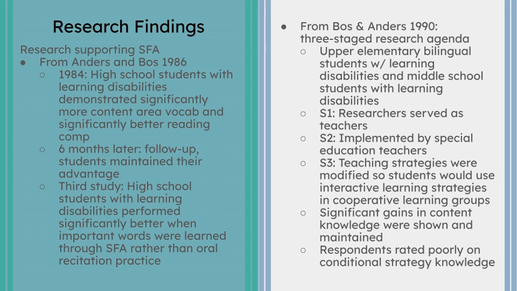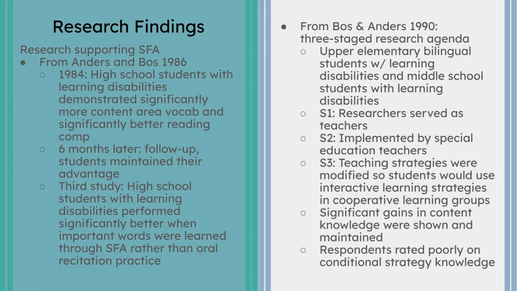The students they studied were upper elementary bilingual students with learning disabilities and middle school students with learning disabilities. In stage 1, the researchers served as the teachers, and in stage 2, the techniques were implemented by special education teachers, and the researcher implemented and teacher implemented lessons showed similar effect sizes. And in stage 3, teaching strategies were modified so students would use interactive learning strategies in cooperative learning groups. Interactive learning strategies being student-led, while interactive teaching strategies are teacher-led.